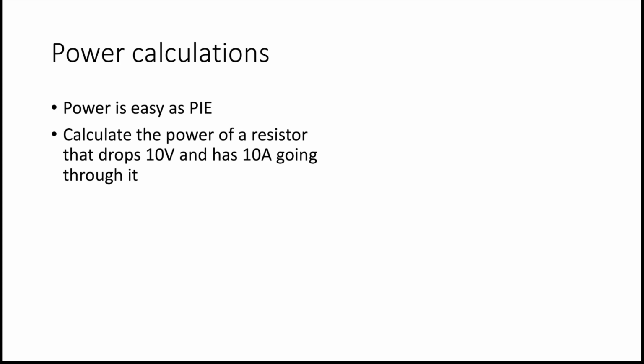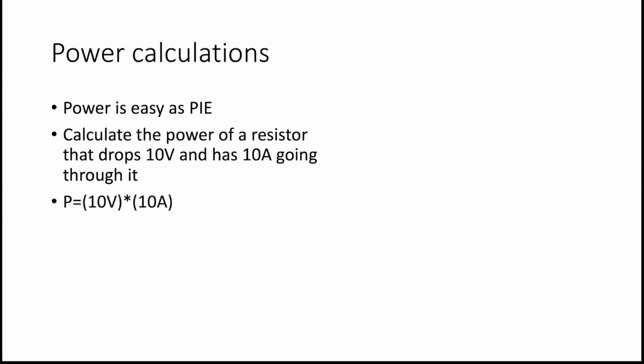Power calculations. Remember the mnemonic from last time? Power is easy as pi. P equals I times E. Let's do this example where we're calculating the power of a resistor that drops 10 volts and has 10 amps going through it.